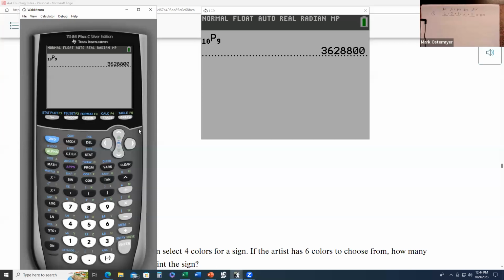So that's the nPr function. That's for a permutation there, where order does matter. So that's saying if we have 10 things to select from, how many ways can we select 9 of the 10 things in a specific order? There would be this number of different ways here.